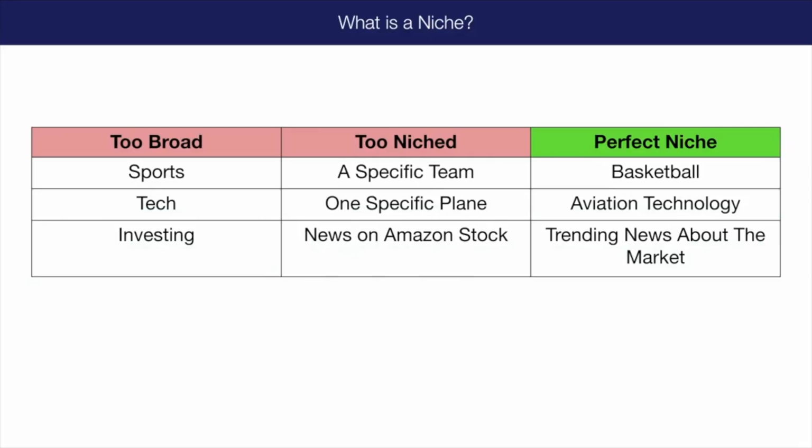Another example of something that's too broad is tech. Too niche is one specific plane, and a perfect niche would be aviation technology. Another example is investing. Way too broad. There are so many ways to invest: crypto, real estate, stocks, you name it. Too niche would be news on Amazon stock. If your whole channel is just based on Amazon stock, that is way too specific. So a perfect niche example would be trending news about the stock market, or about the real estate market, specifying specifically about that.